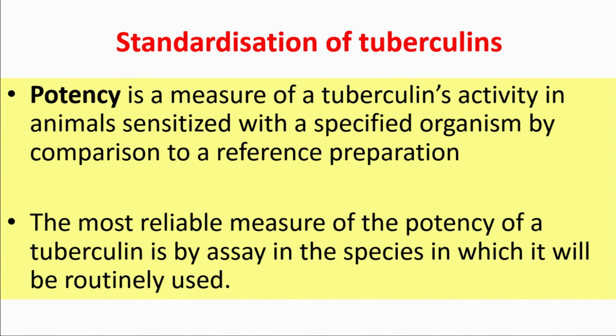So the standardisation then is based on what we call potency. And the potency then is a measure of the tuberculin's activity in animals sensitized with a specific organism by comparison to a reference preparation. Now, the most reliable measure of a potency then is by assay in the species in which you're going to use it in the field. But that's kind of common sense.